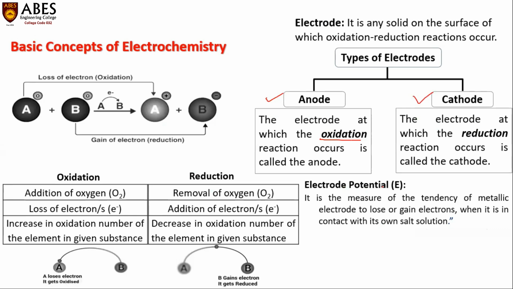Now, what is electrode potential? Electrode potential is basically the potential that arises between the electrode and electrolyte solution. Suppose we have a copper electrode and it is dipped into the copper sulfate solution. So the potential that arises between the electrode and electrolyte is known as the electrode potential.